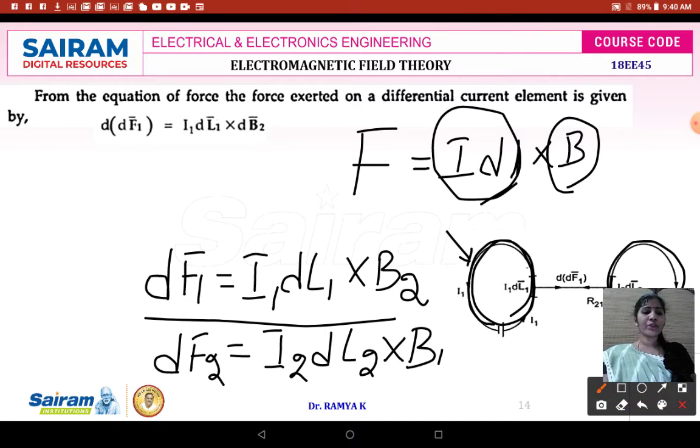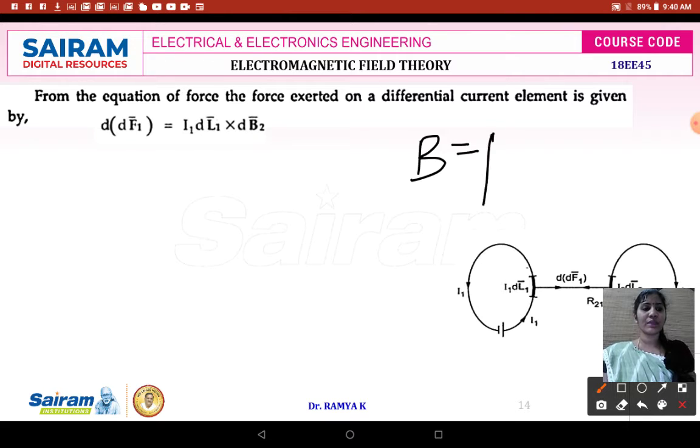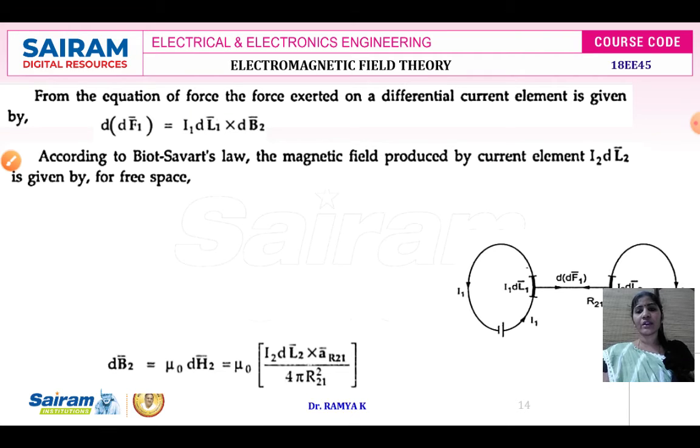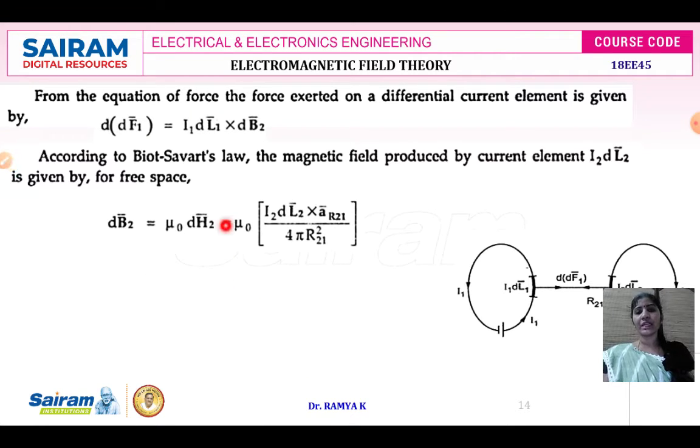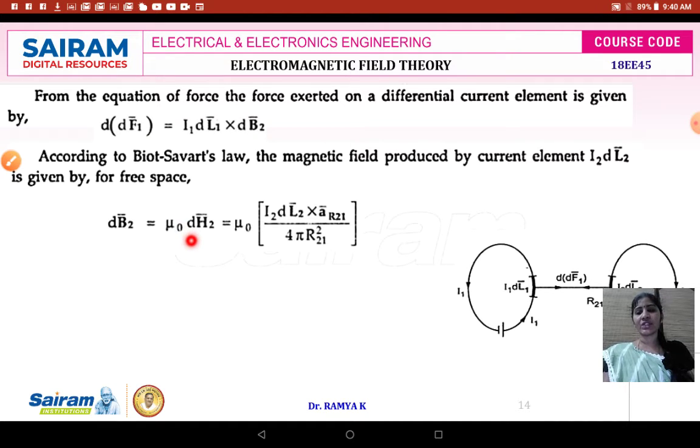Now I wanted to identify the relationship between B and H. We know that the magnetic flux density B is equal to mu into H, where mu is the permeability and H is the magnetic field intensity. According to Biot-Savart's law, we can write dB2 is equal to mu into dH2. It is the general formula representing the relationship between magnetic field intensity and magnetic flux density.